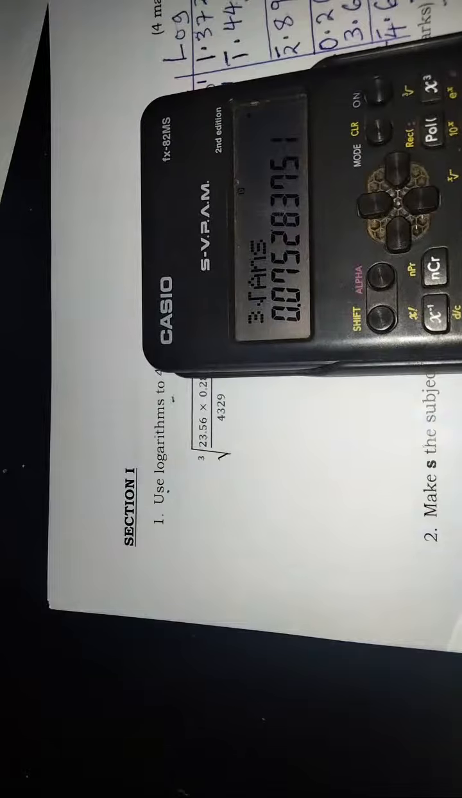So we need 23.56 multiplied by 0.28 squared. Then we divide by 4329. This gives us 4.2668 times 10 to the power of negative 4. So that now we take the third root of this answer. This is giving us exactly 0.07528.